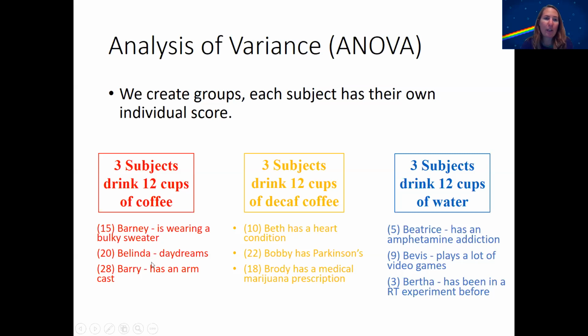So here we have Barney, Belinda, and Barry. Remember Barry in our arm cast? And then we have our 3 subjects that are going to drink 12 cups of decaf coffee. So we have a placebo here. We have Beth, she has a heart condition. We have Bobby, he has Parkinson's. And then we have Brody, who has a medical marijuana prescription.